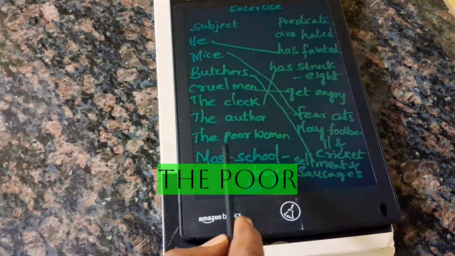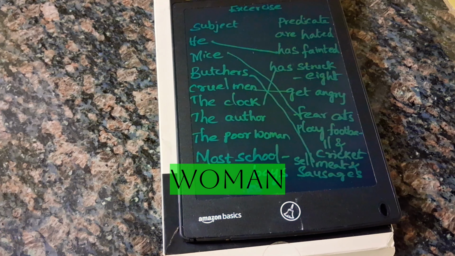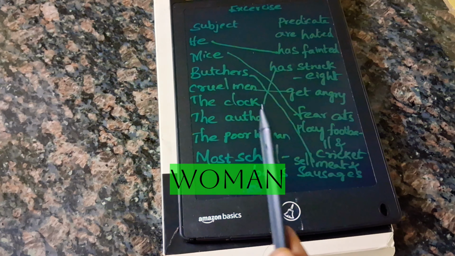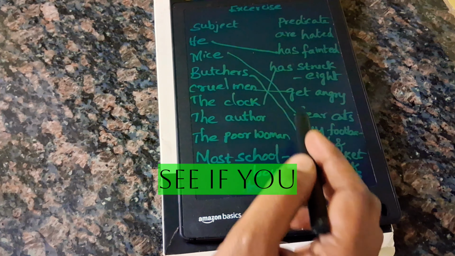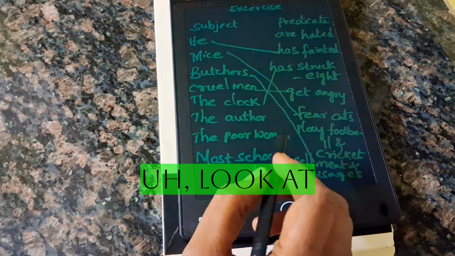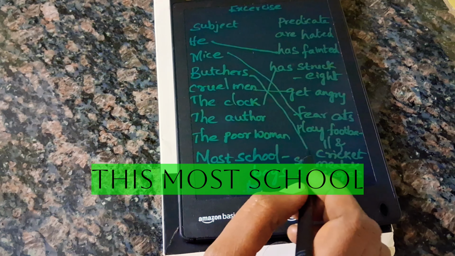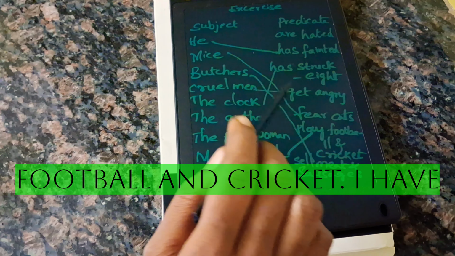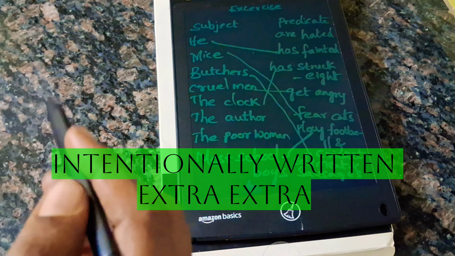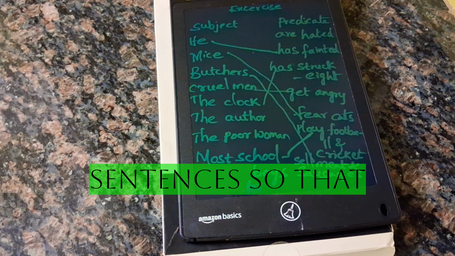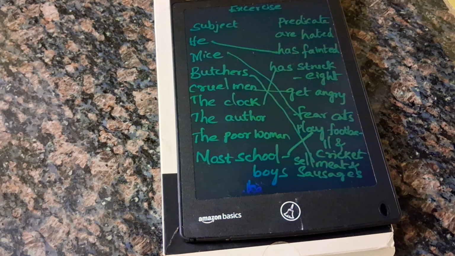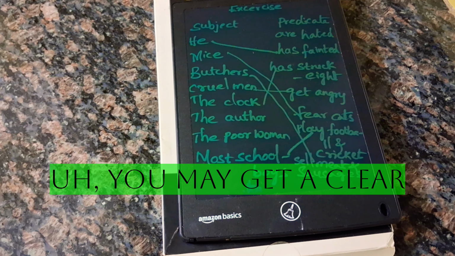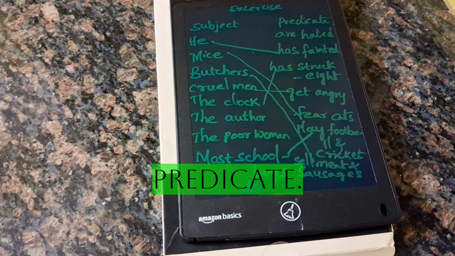The poor woman. See, look at this. Most schoolboys play football and cricket. I have intentionally written extra sentences so that you may get a clear idea about subject and predicate.